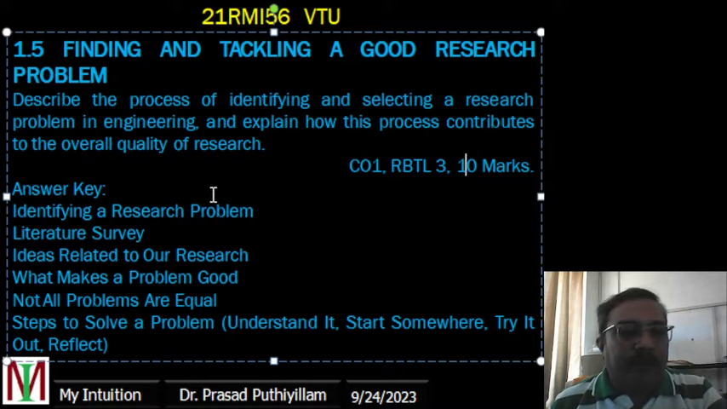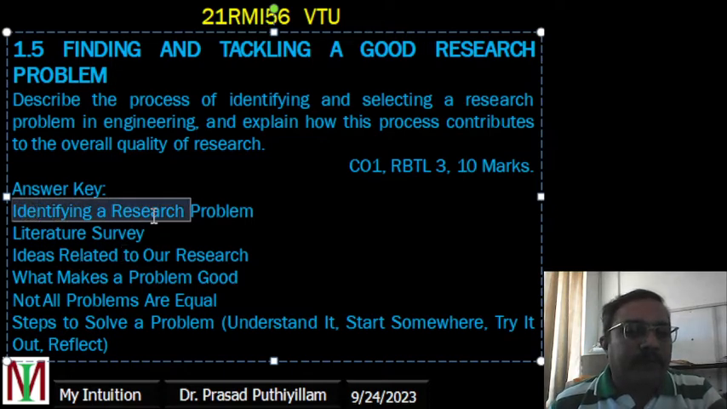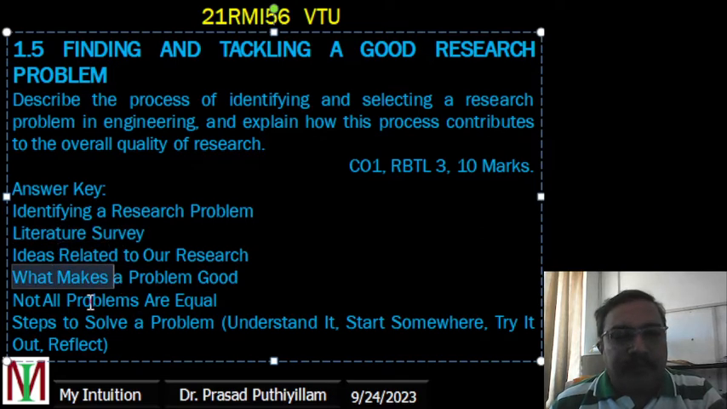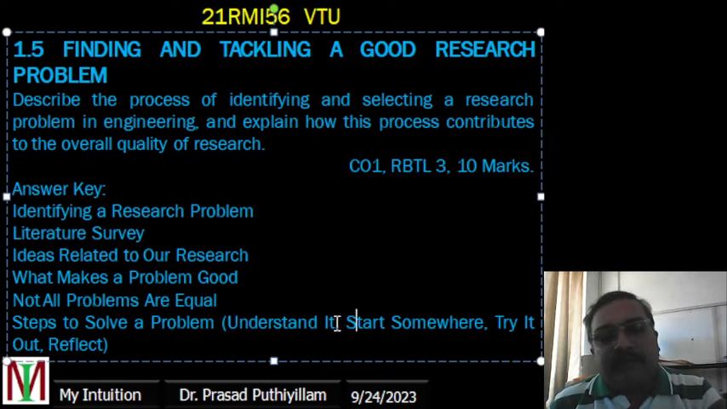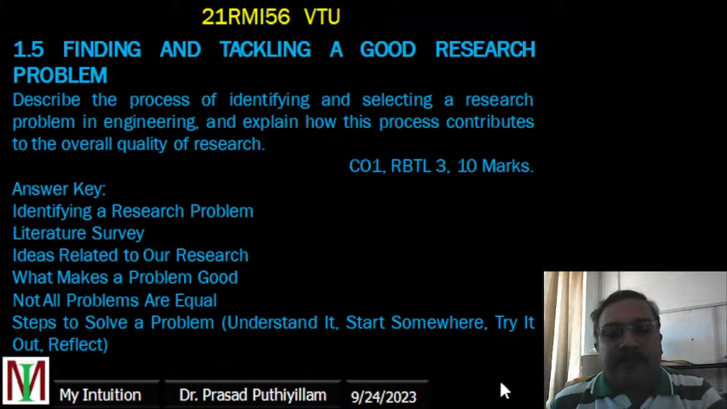Important subheadings, or the answer key to answer this, I found for you from the textbook. You need to identify a research problem. Points based on that: literature survey, ideas related to our research, what makes a problem good and why all problems are not equal, and some of the steps required to solve a problem, like understanding it, start somewhere, try it out and reflect. I am explaining this point-wise.